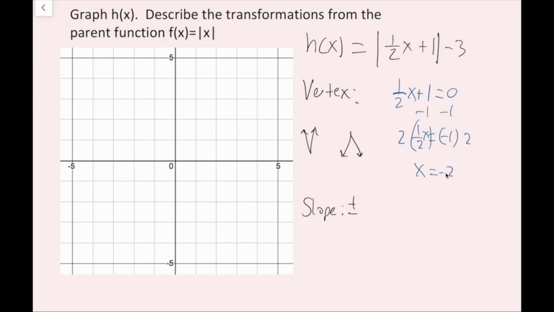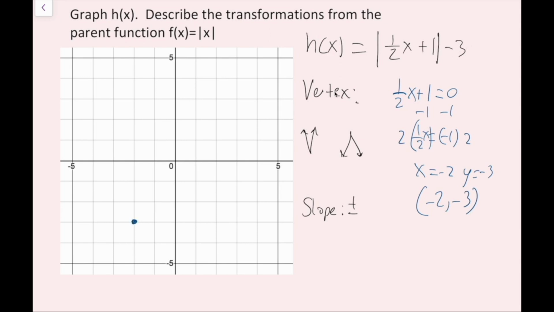The x component of my vertex will be -2, and the y component, if you remember, is always going to be the number that's being added to this absolute value expression. In this case, I have a negative number, -3, so that's my y component of the vertex. My vertex is the ordered pair -2, comma, -3. So I'm going to plot that point right now, -2, -3.